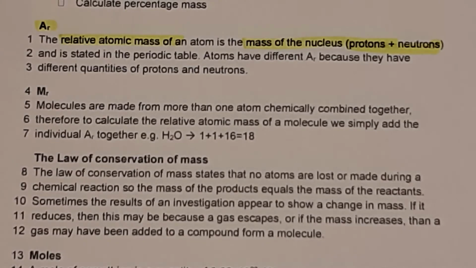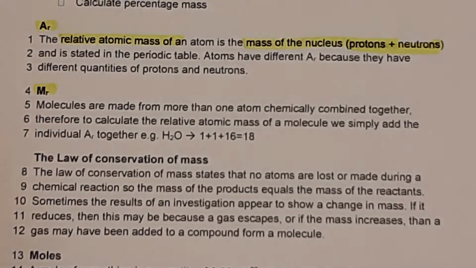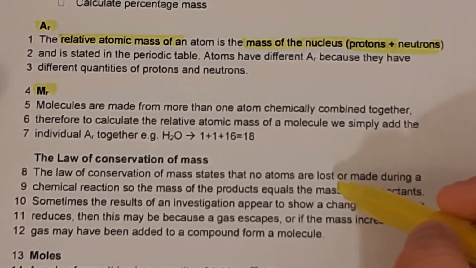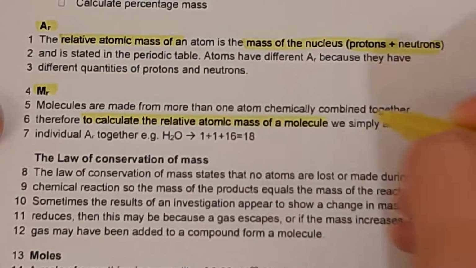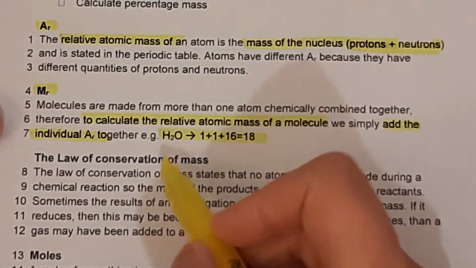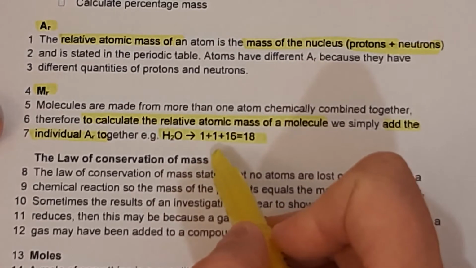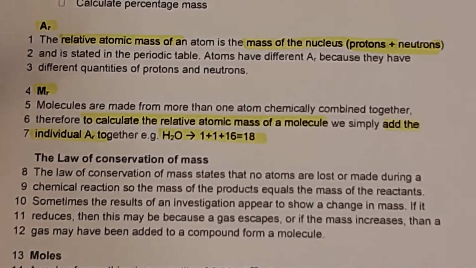Then we're going to talk about the MR, the relative molecular mass, again with a capitalised M and subscript R. Molecules are made from more than one atom chemically combined together, a molecule being something like water, for instance, which is hydrogen and oxygen together. Therefore, to calculate the relative molecular mass of a molecule, we simply add the individual ARs together. For example, water is 2 hydrogens, each with an AR of 1, so 1 plus 1 for the hydrogens. The relative atomic mass of oxygen is 16, so we add them all together to give us 18.